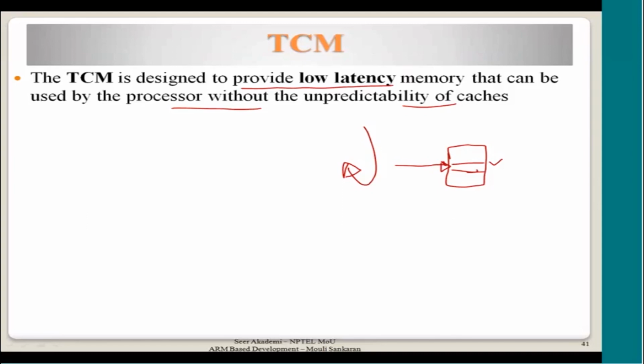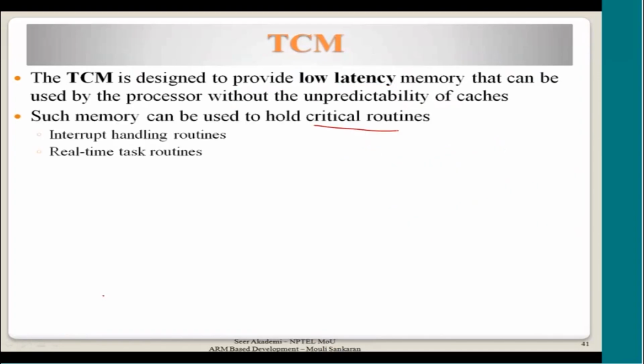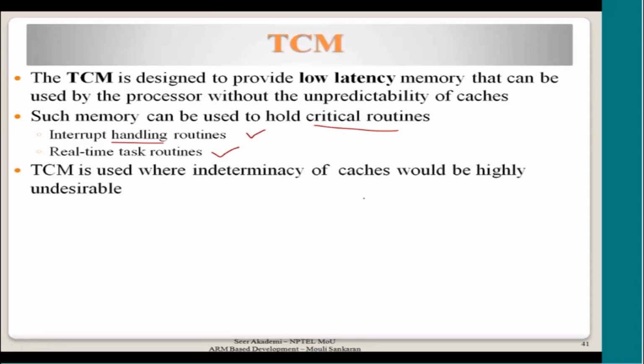So if you don't want some routines to be affected by the cache behavior, we can say that that part of the memory may not be cached. We can keep it as a tightly coupled memory where the cache does not come into play. It will be directly accessed, and any write happening to the memory will go directly to the memory. It won't be going through the cache. So such a memory can be used to hold critical routines like interrupt routines and real-time processing, where we don't want cache misses happening during interrupt handling. We want to access the memory directly and have it available.